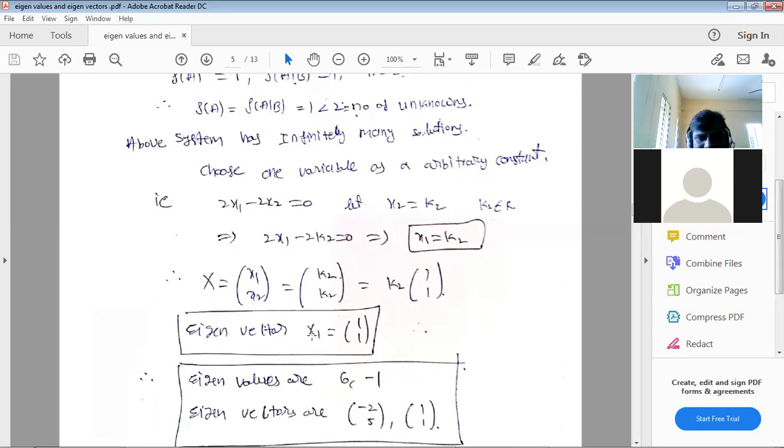What is x minus 1? The eigenvector corresponding to the eigenvalue minus 1 is (1, 1). Therefore, the eigenvalues are 6 and minus 1, and the eigenvectors are (-2, 5) and (1, 1).